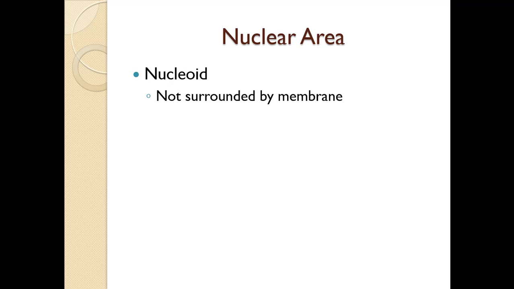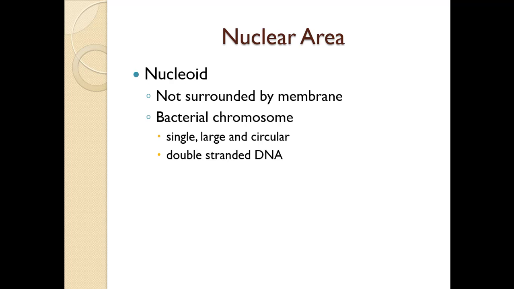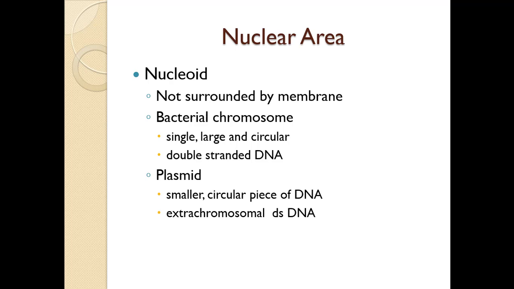In contrast to our eukaryotic cells, they are not surrounded by membrane, so they don't have a membrane-bound nucleus. Actually, they don't really have a nucleus at all, right? Bacterial chromosomes are single, large, and circular, made up of double-stranded DNA. And we also have different strands of DNA called plasmids. These are smaller circular DNAs, and these are extrachromosomal.